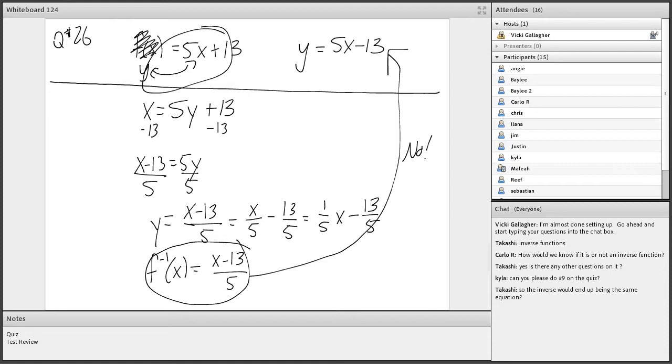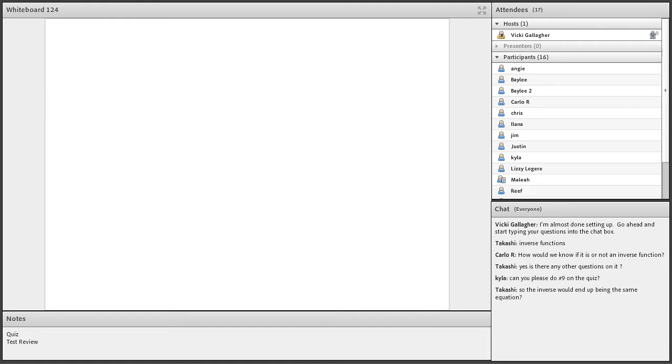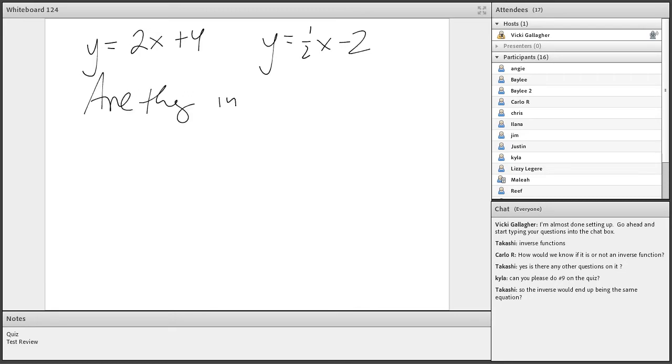If it said, are they inverses, you would, so let me start one from scratch. If we had this, and then we had this, and the question could be, are they inverses? Oops, what is this? That's supposed to be a question mark. I don't know what happened.